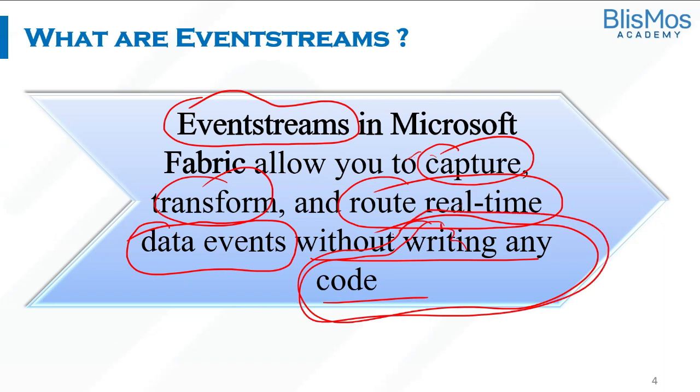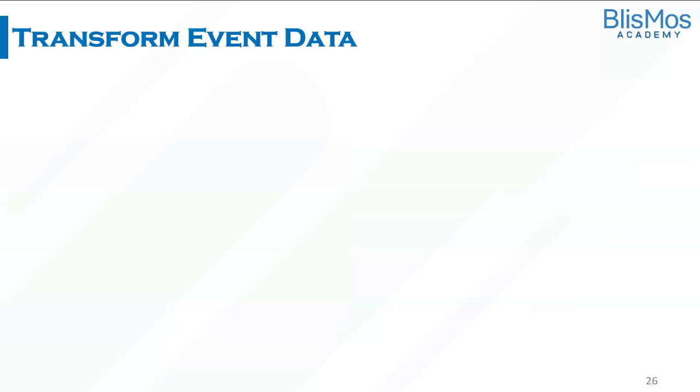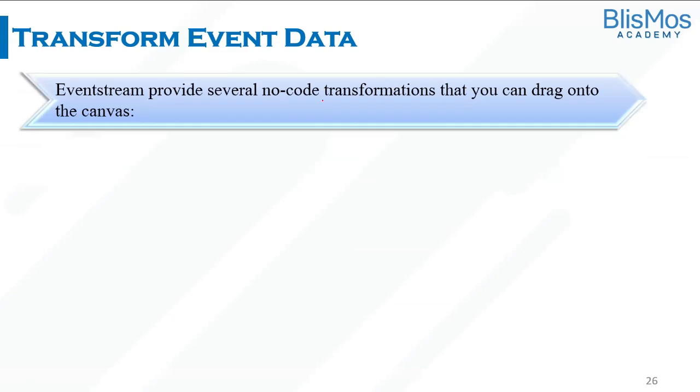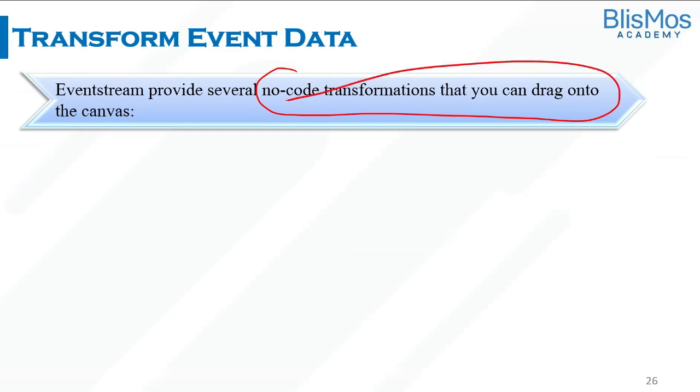So now, if you don't need to write code, but still you need to transform, then what should happen? Visual click and drag. Absolutely. Thank you, Parveen. So you would have the no-code transformations that you can drag onto the canvas. There are multiple no-code transformations you can drag onto the canvas and perform the transformation.